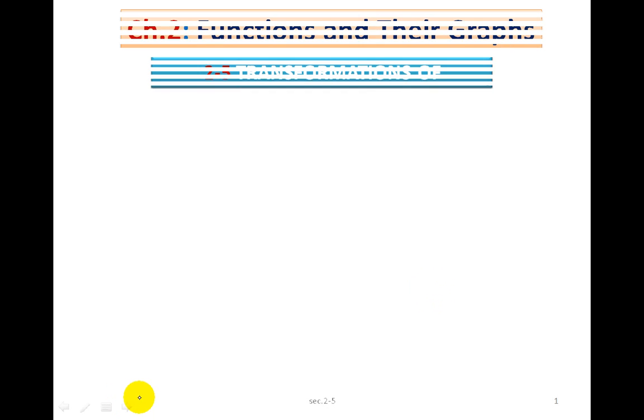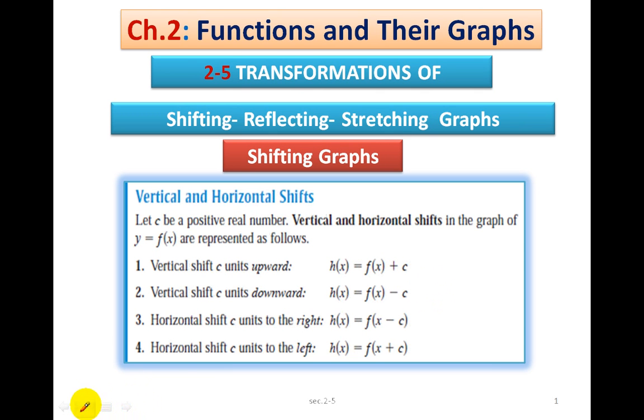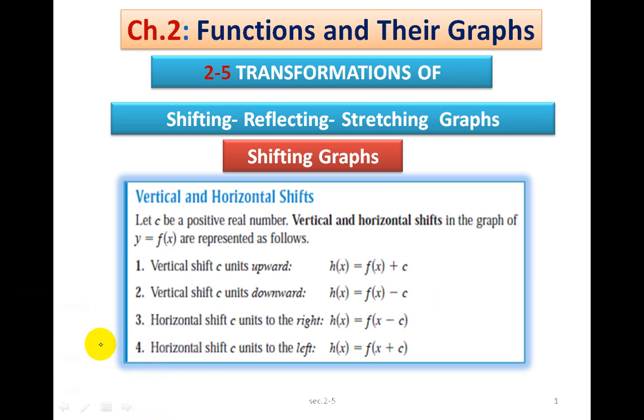Hello, here we'll be talking about 2.5 transformations of graphs. And the transformations of graphs here are going to be shifting, reflecting, and stretching. So first we'll start with the shifting. Here you have some notes.